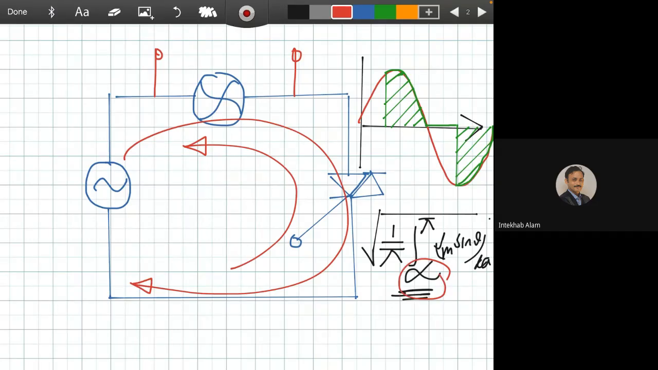Whenever you study this output waveshape, you can see that there is a sudden change in voltage. Can you see it?